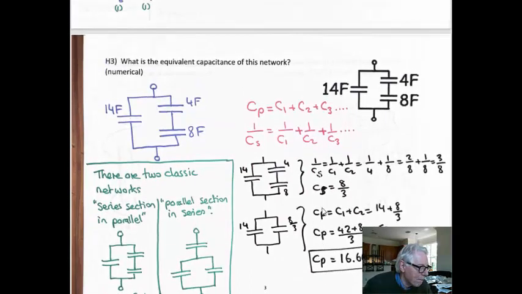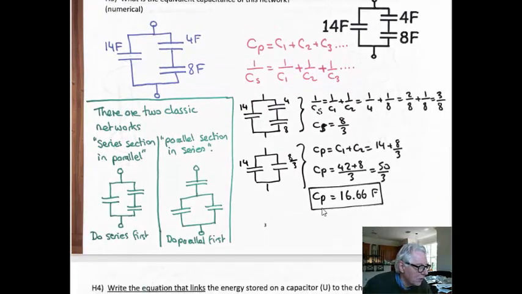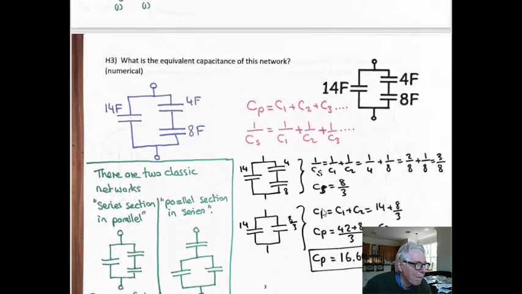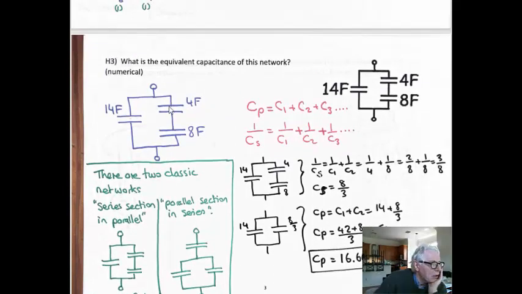So this next one, my lines are not lining up like they should. I'm going to have to move this around a little bit. So, third question: what is the equivalent capacitance of this network? We have a circuit with 3 capacitances in this case, and I want to reduce it to 1 capacitance, whatever that happens to be.